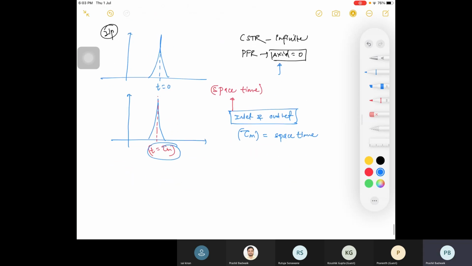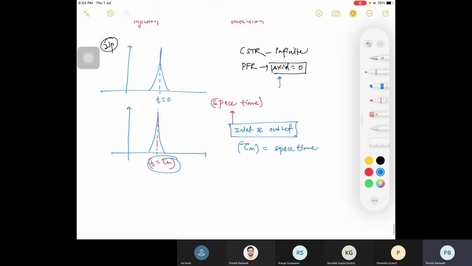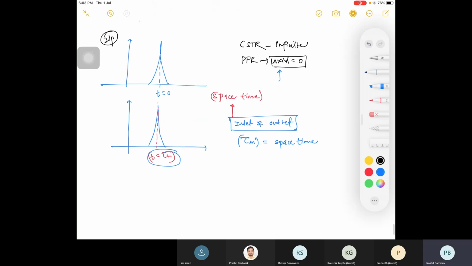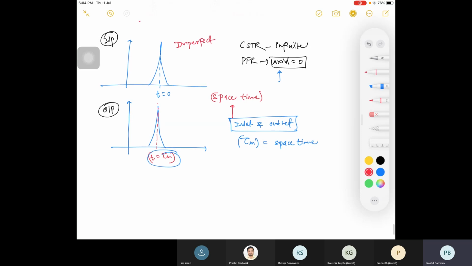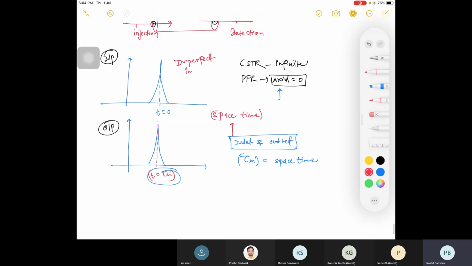Okay, so this is your profile. Whenever I'm drawing this profile, this is your output, and the first one is your input. If you observe this profile that I draw here, this is called an imperfect injection. Why is it imperfect? There should be no spreading of this curve, right?